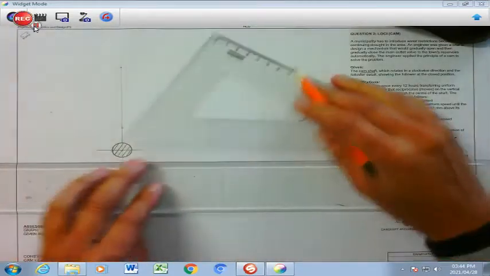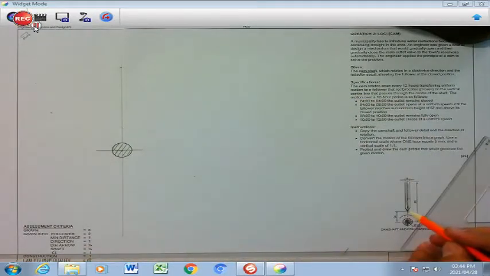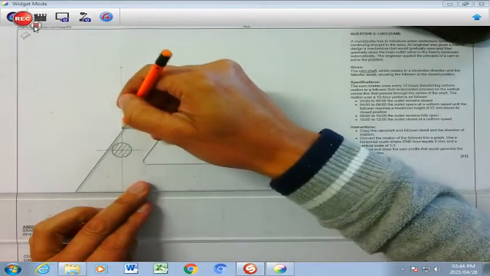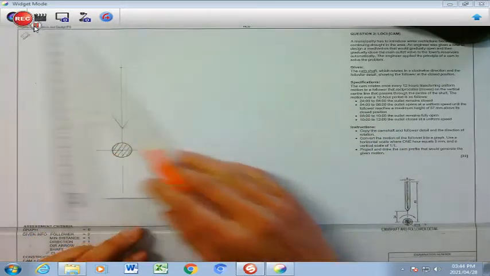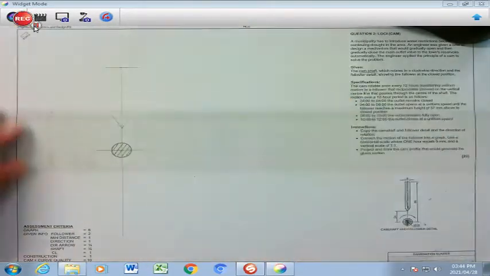All I'm going to do is I'm going to draw my wedge ended follower, which is going to be at 60 degrees from the bottom point. So there I've got a 60 degrees like that, and there I've got a 60 degrees, and that is going to be my top part over there.